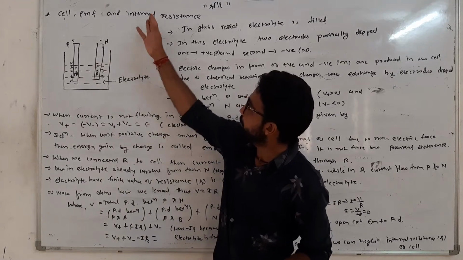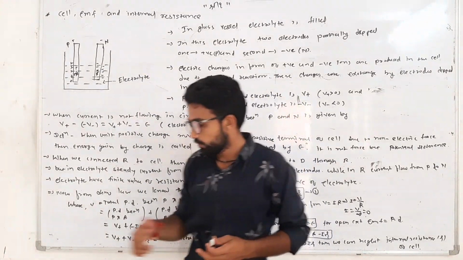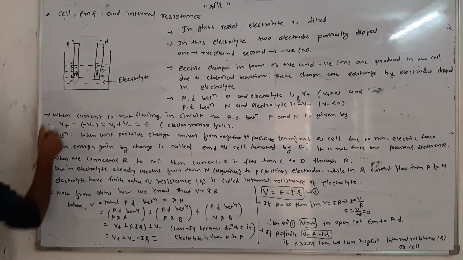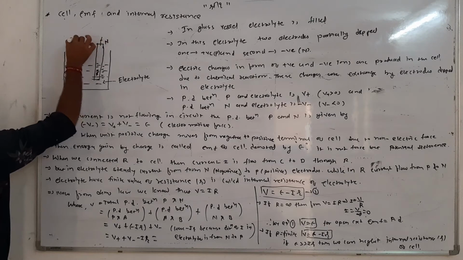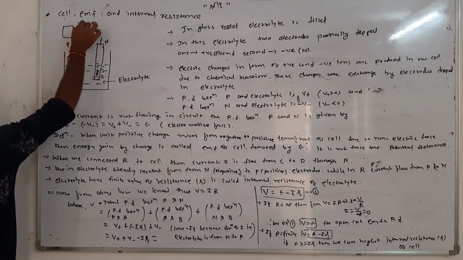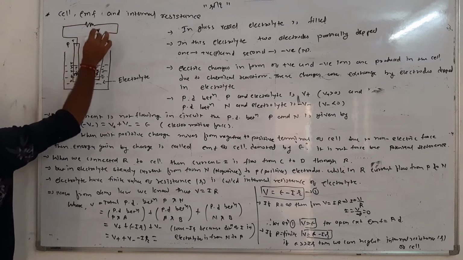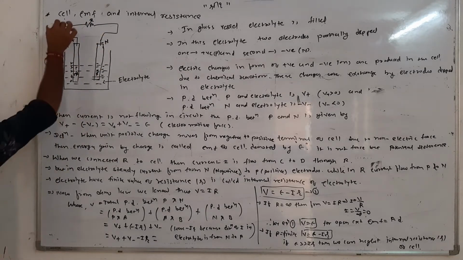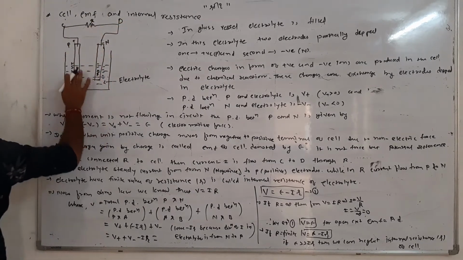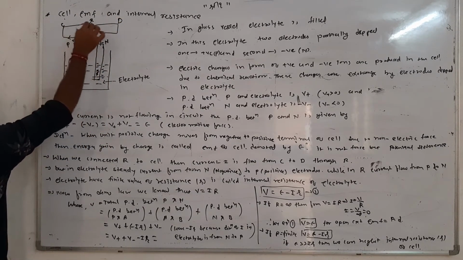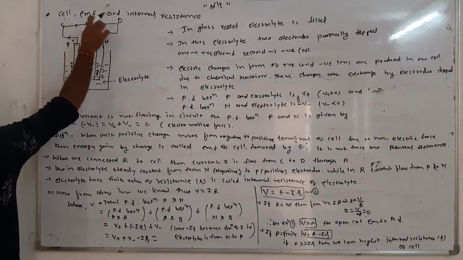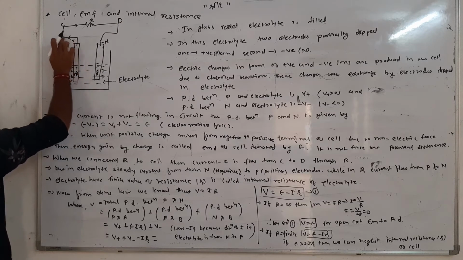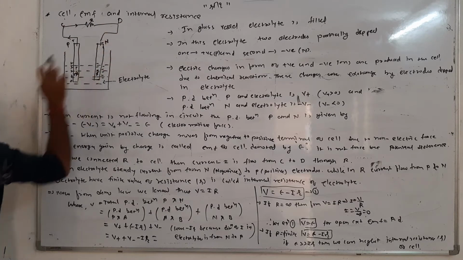Now the third term, that is internal resistance. Whenever we connect an external resistor between two electrodes, here now we connected one resistor R between two electrodes. This point is C and this is D. So now electric current passes through this resistor. It flows in the direction from C to D, that means from the positive electrode to the negative electrode.